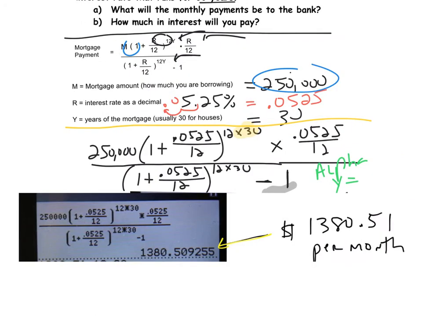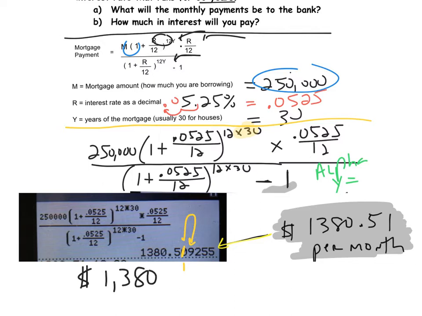So here the monthly payment, and again the key is to remember that this is how much you pay per month for your mortgage. Here the monthly payment turns out to be $1,380, and you always go to the third decimal place, that's 9, so it kicks that 0 up to 1. So in this case, $1,380.51.